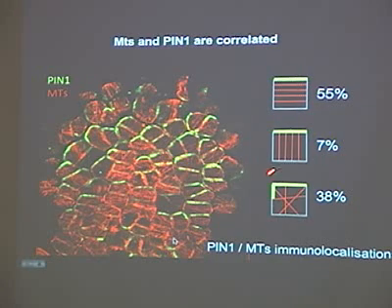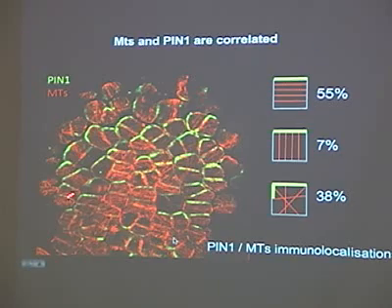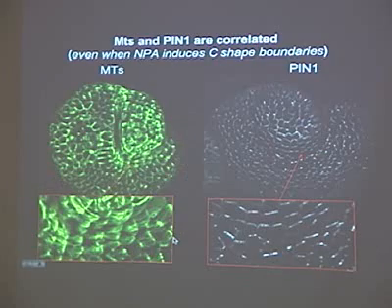We haven't gone back to look at the ones where it doesn't align. When we have the live imaging, we'll see if all we're doing is catching a microtubule array that's just moved and the PIN1 hasn't caught up yet, or vice versa. In any event, the correlation is very strong, 80-something% among the cells that you can score, that the PIN1 aligns along with the microtubules.